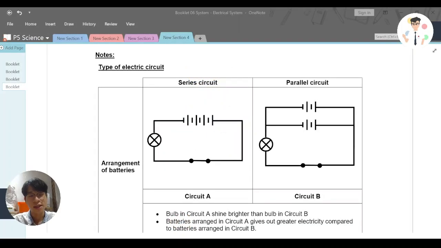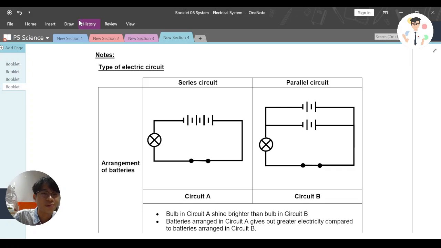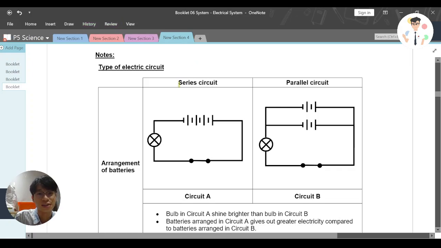Welcome back to Juno class, and now we are looking at the types of electric circuit. Again, this could be one of the most important topics under this booklet 6. The first thing you must know is the difference between these two, which is a series circuit and the parallel circuit.